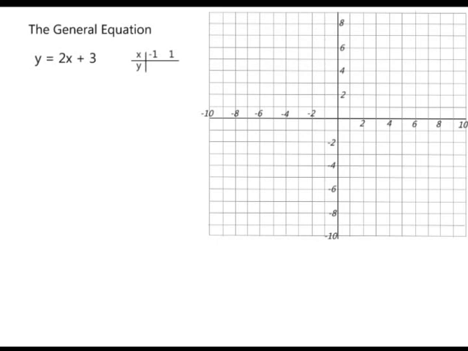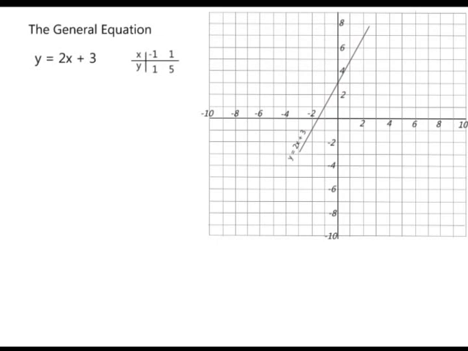So when x is minus 1, y is 2 times minus 1 is minus 2 plus 3 is 1. When x is 1, y is equal to 2 times 1 plus 3 is 5. And so we have 2 points, minus 1, 1 and 1, 5. We can now plot these points on the Cartesian plane and they will give us the graph like this one. And the equation of this line is y is equal to 2x plus 3.